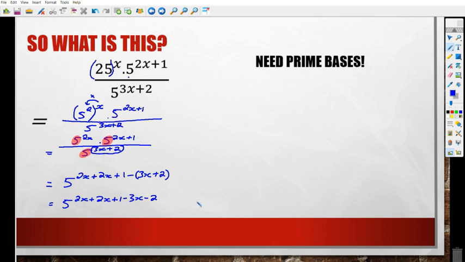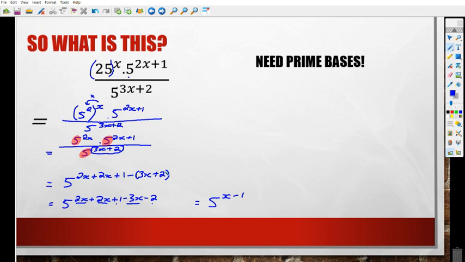So let's put equals here, and we're going to say 5 to the power of. What is 2x plus 2x minus 3x? It's just x. Good. And what is 1 minus 2? It's negative 1. And that's your answer.